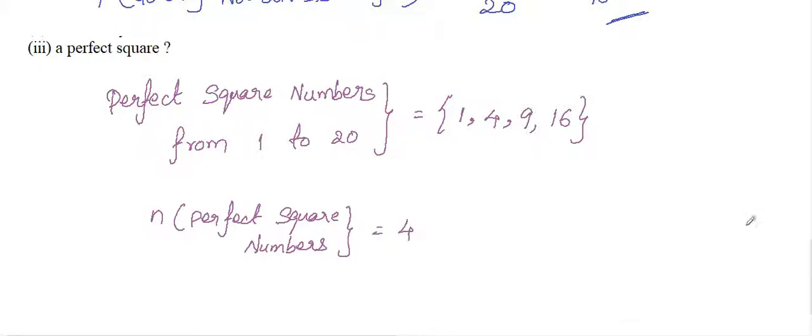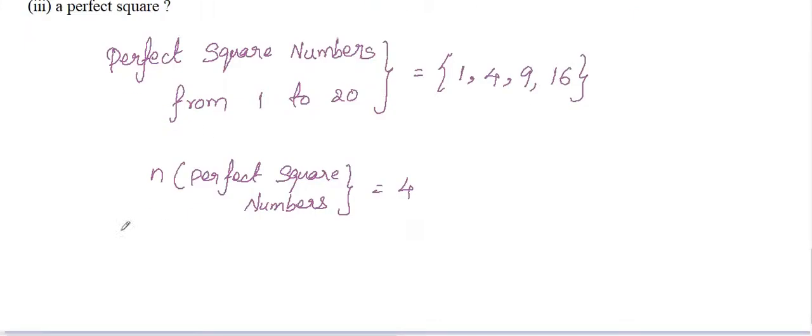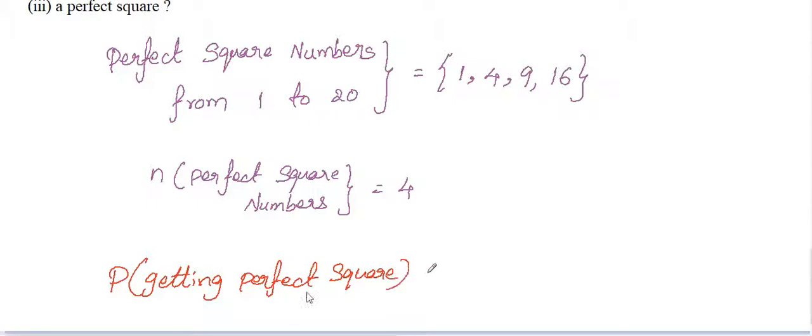So finally, let's find the probability of getting a perfect square. The probability of getting a perfect square is the number of favorable outcomes divided by the total outcomes. So the number of favorable outcomes is 4. So 4 divided by 20, which is 1 by 5. So the probability of getting a perfect square is 1 by 5.